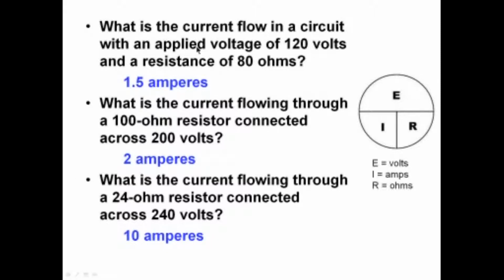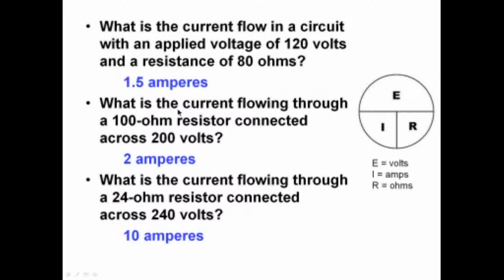What's the current flow in a circuit with an applied voltage of 120 volts and a resistance of 80 ohms? We know the volts, we know the ohms, and we cover that up, and we can see that we want to divide that 120 volts by 80 ohms. We get an answer of 1.5 amperes.